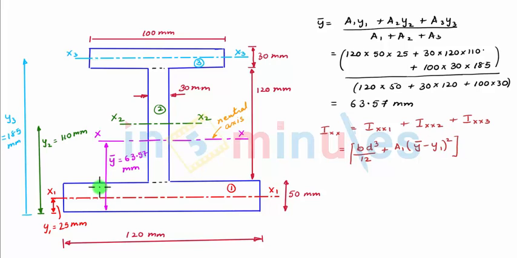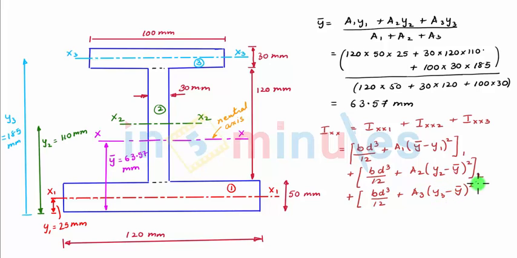This is the moment of inertia of part 1 about the centroidal axis xx of the total section, plus Ixx2 will be given as BD cube by 12 plus a2 into y2 minus y bar the whole square, plus Ixx3 will be given as BD cube by 12 plus a3 into y3 minus y bar the whole square.